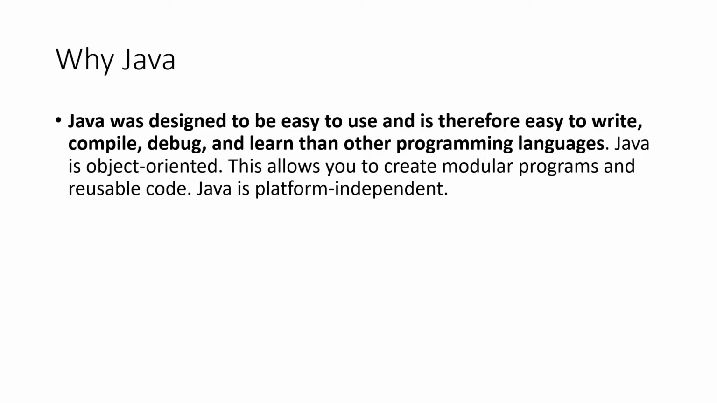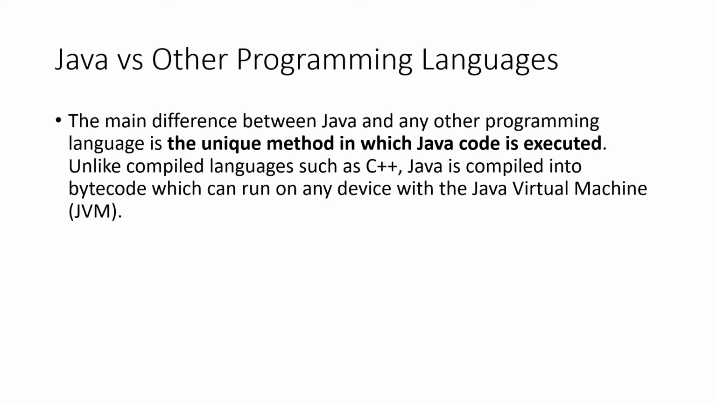Why Java? Java was designed to be easy to use, and is therefore easier to write, compile, debug, and learn than any other kind of programming language. And Java, as I mentioned, is object oriented. This allows you to create modular programs, reusable code, and portable code, and it is also platform independent. It is the same thing that we discussed in what is Java.